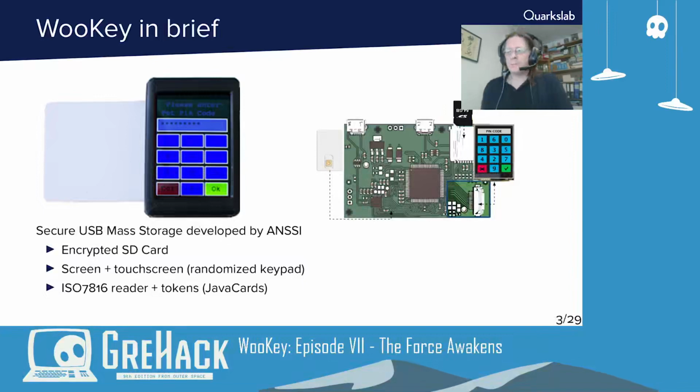So what's a WooKey? It's a secure USB mass storage device developed by the ANSSI. On the left, you see a prototype of the concept. On the right, a development board with its components. It uses an encrypted SD card for the storage, and there is a touchscreen with, as you can see, a randomized keyboard layout that changes at each boot. And there is also a slot for a smart card, a Java card, where the keys needed to decrypt the storage are held.